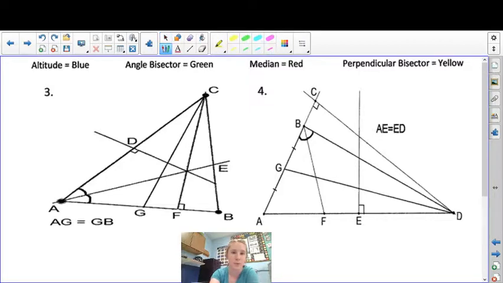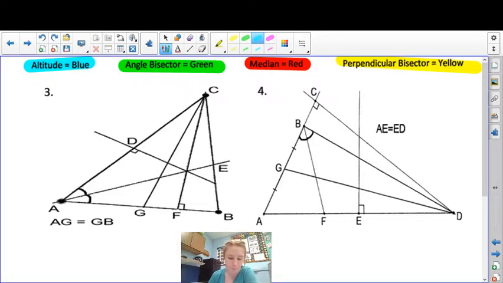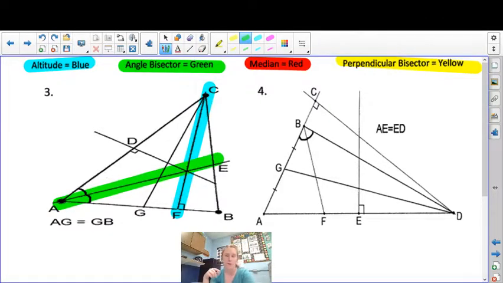Again, altitude is blue. Angle's green, median's red, perpendicular's yellow. Start with blue. Altitudes have right angles, so I either have D to E or I have FC, but my altitude has to go to a vertex, so it has to be the second one. Angle bisector has to cut an angle in half. Okay, so it's got to be that one.